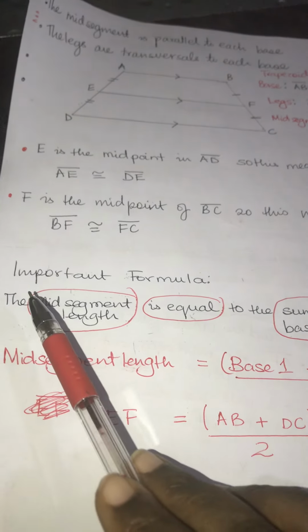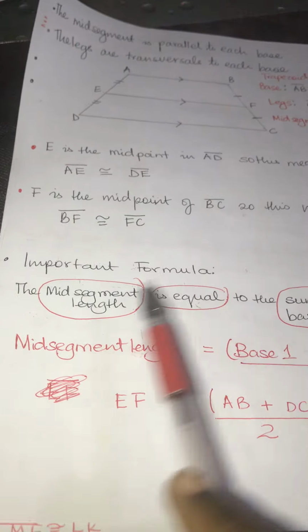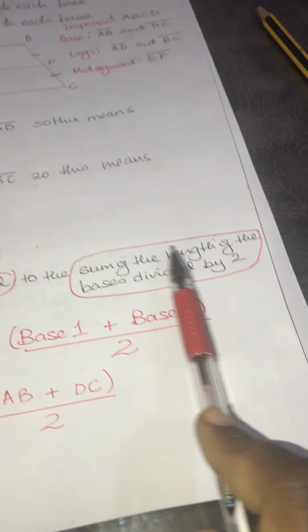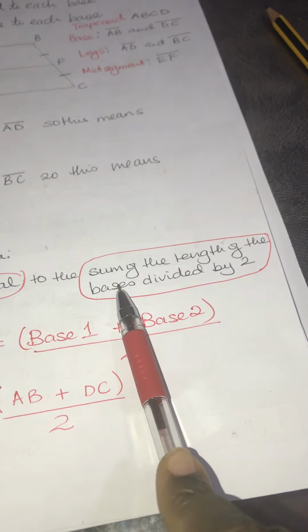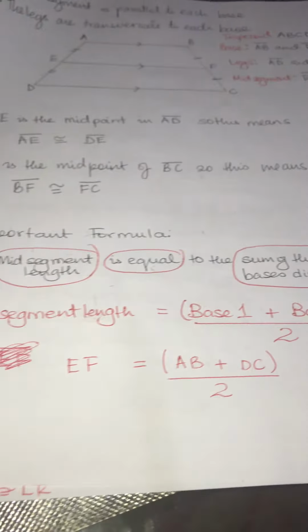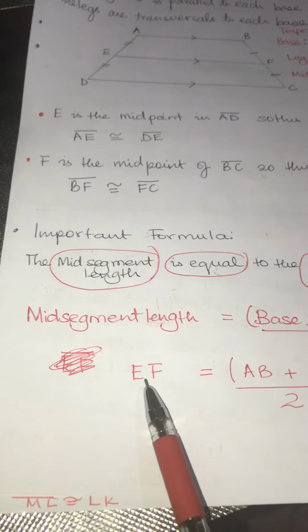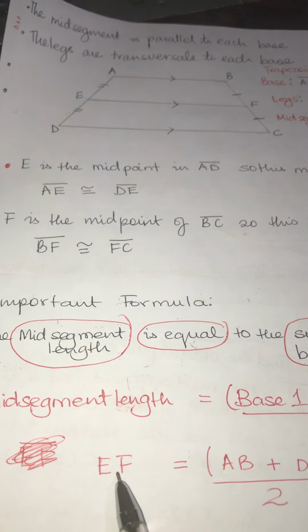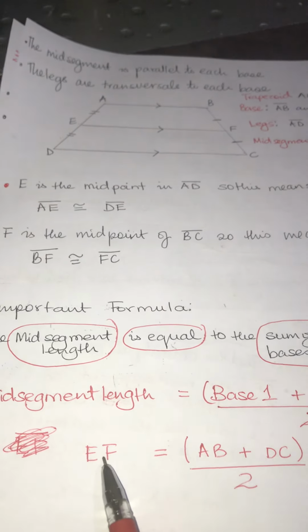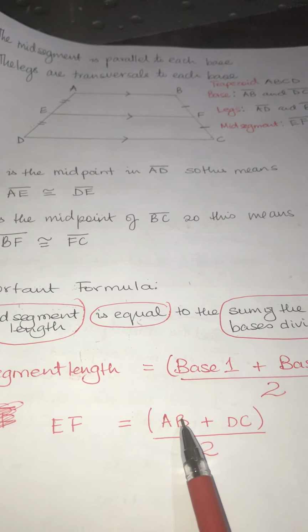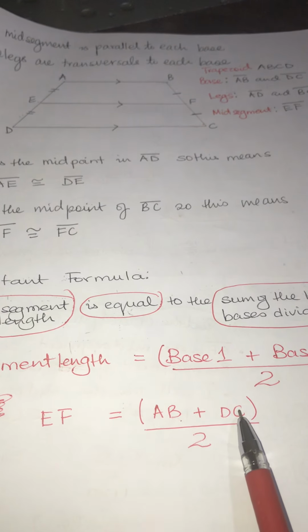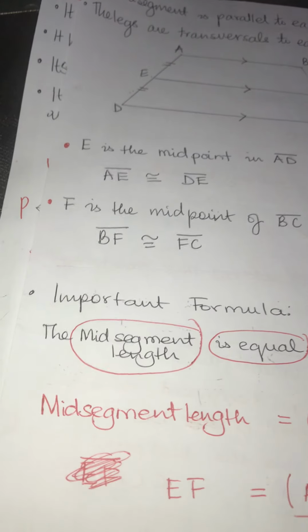All right. The important formula. The mid-segment length is equal to the sum of the lengths of the bases divided by 2. The mid-segment length is equal to base 1 plus base 2 divided by 2. According to my picture, EF is our mid-segment. According to our picture, AB is one base, DC is another base, and then you divide by 2.